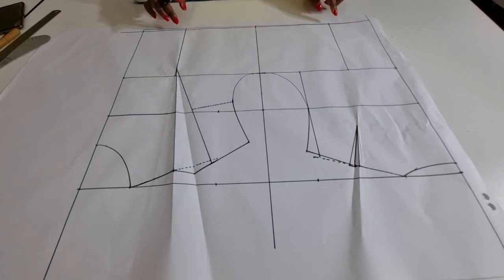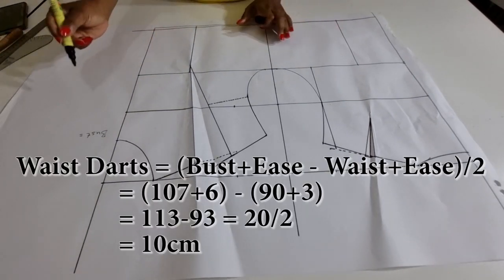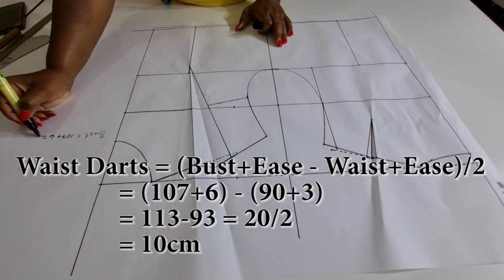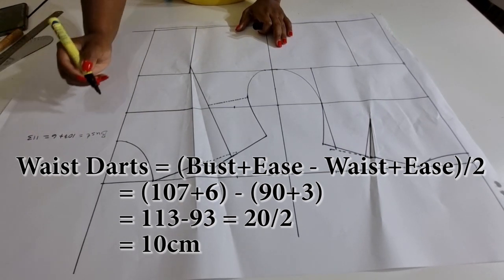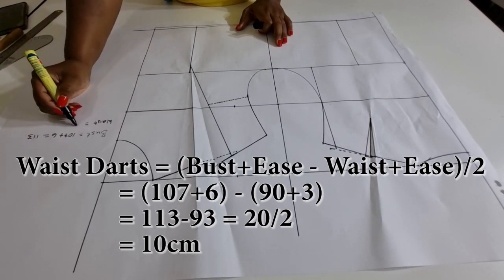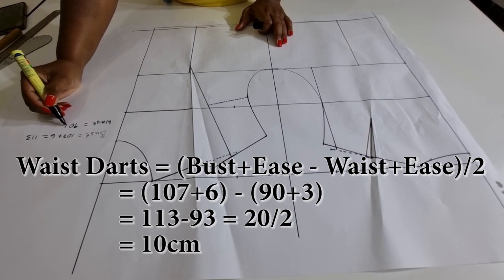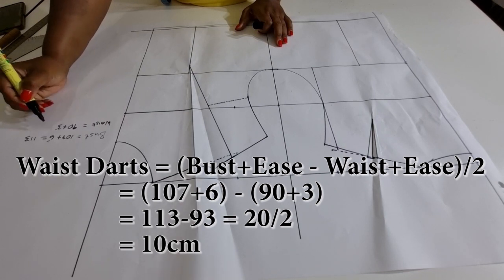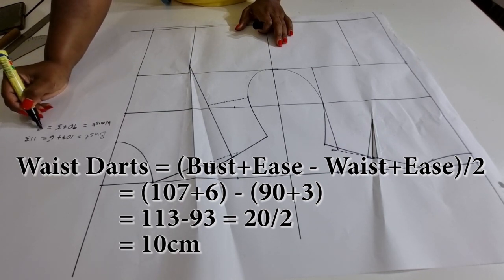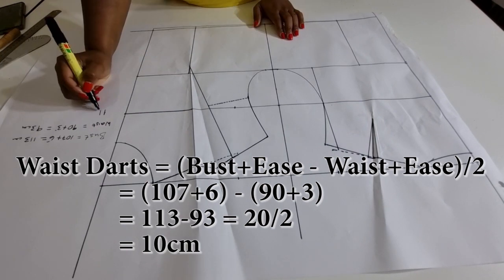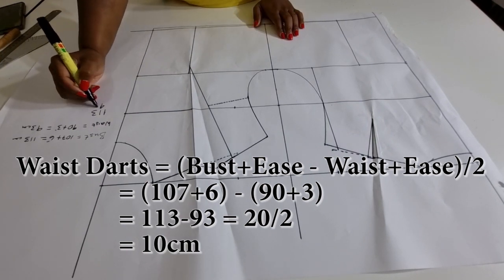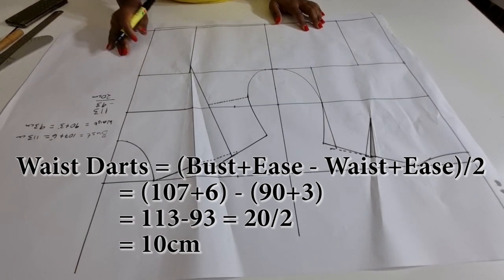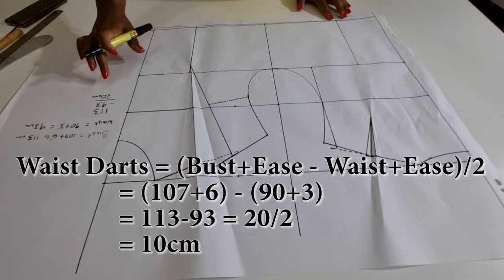Next, we are going to take away the waist darts. Remember, the bust equals 107 plus 6, which is 113. And then the waist equals 90 plus 3. This is for ease, and this is also for ease. So 90 plus 3, the answer is 93 centimeters. 113 minus 93 centimeters, the answer is 20. So in total, along the waist, we are supposed to reduce 20 centimeters.